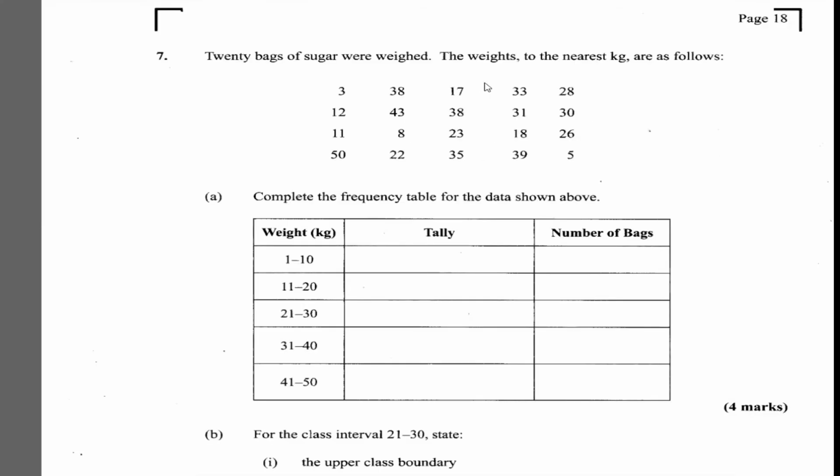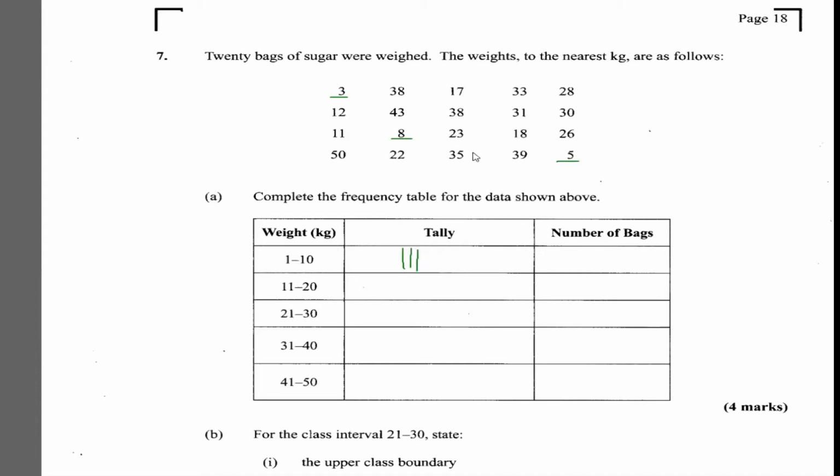Now, as you can see, complete the frequency table for the following. How many bags are between 1 to 10 kilograms? So I'm going to put that in green. This is there. This is there, that's 2. This is there, so that's 3. So the tally is 1, 2, 3.